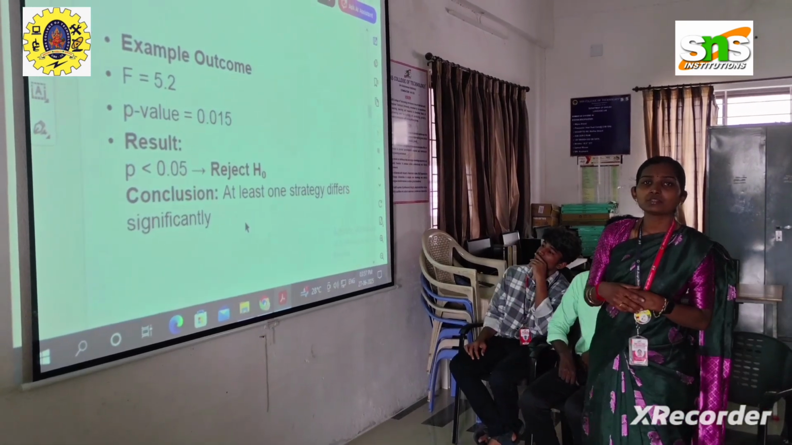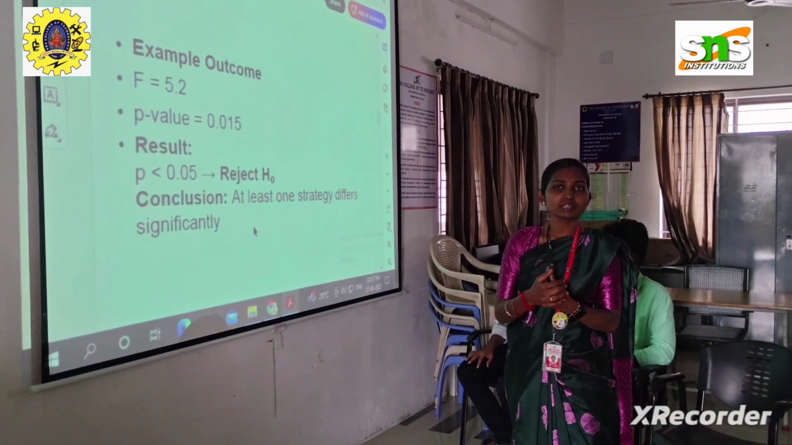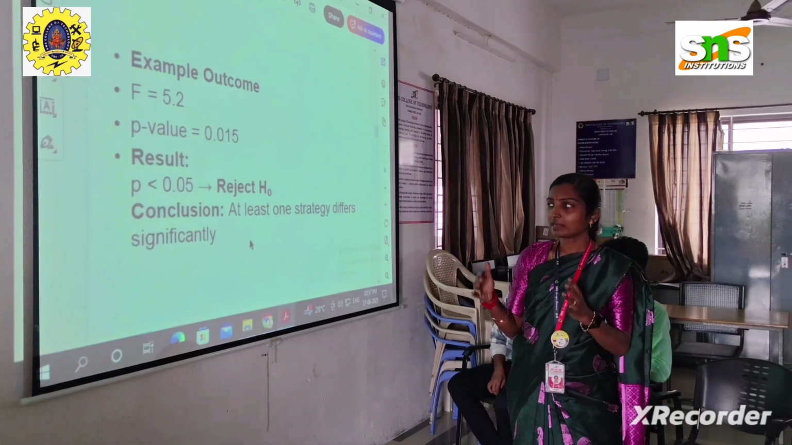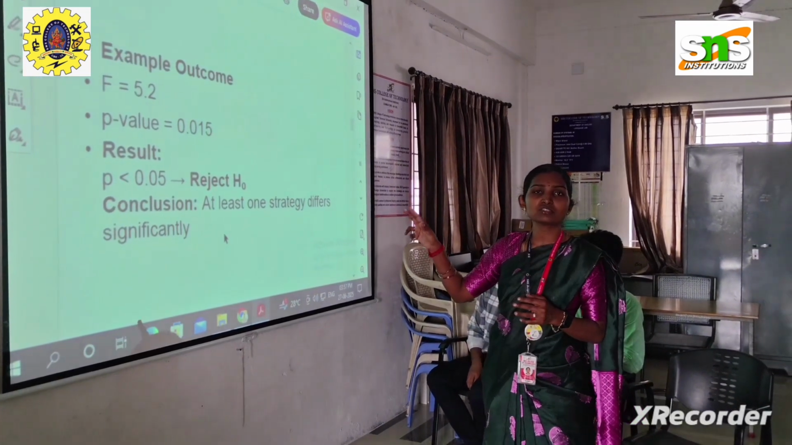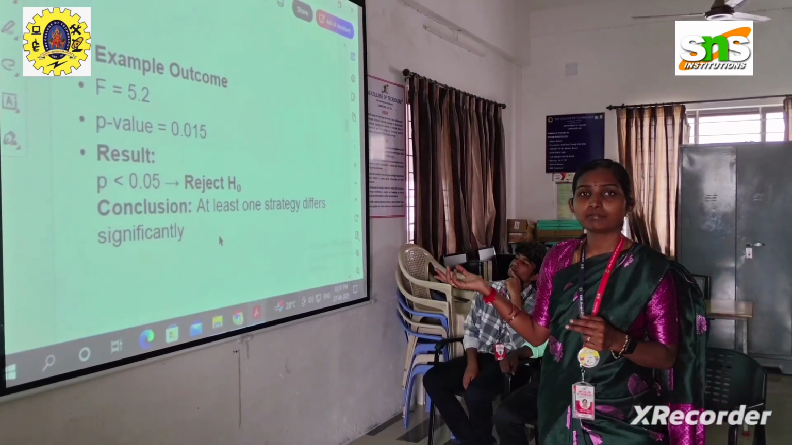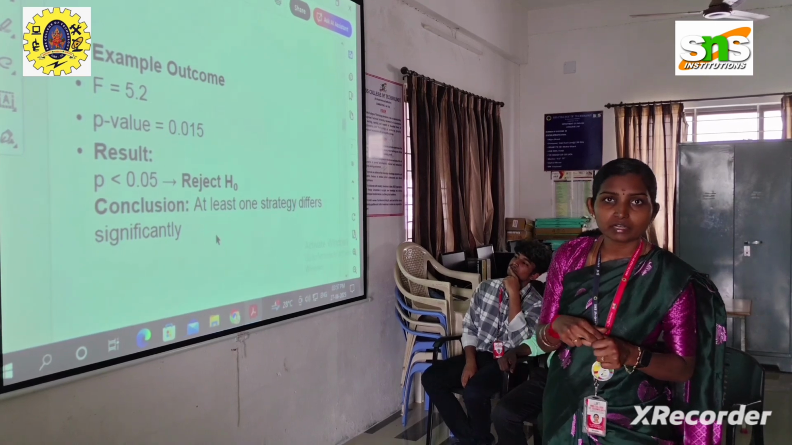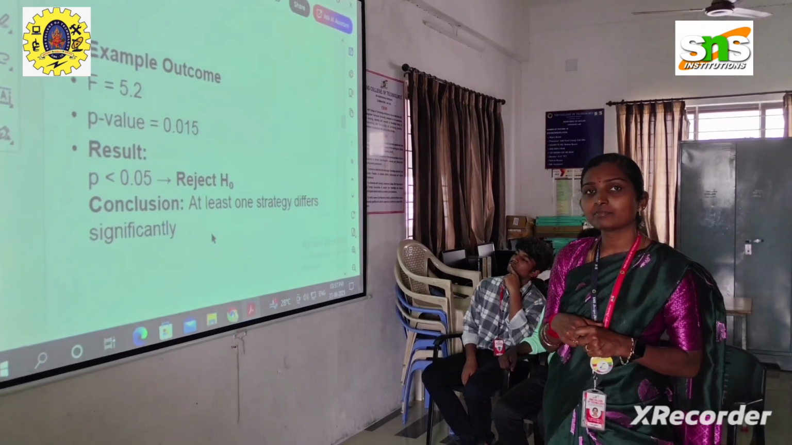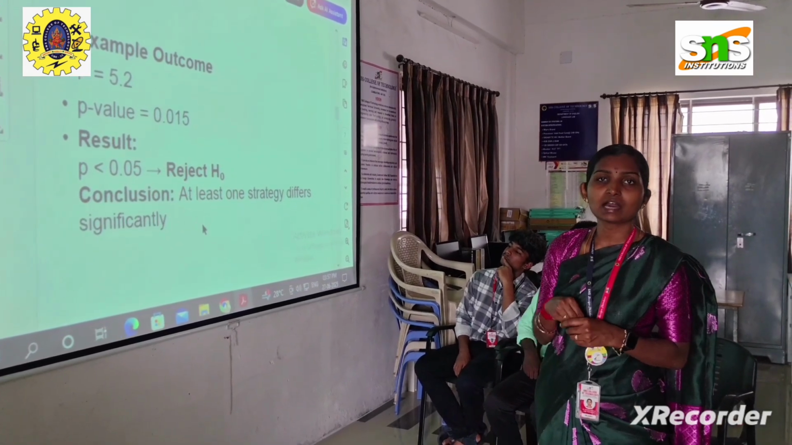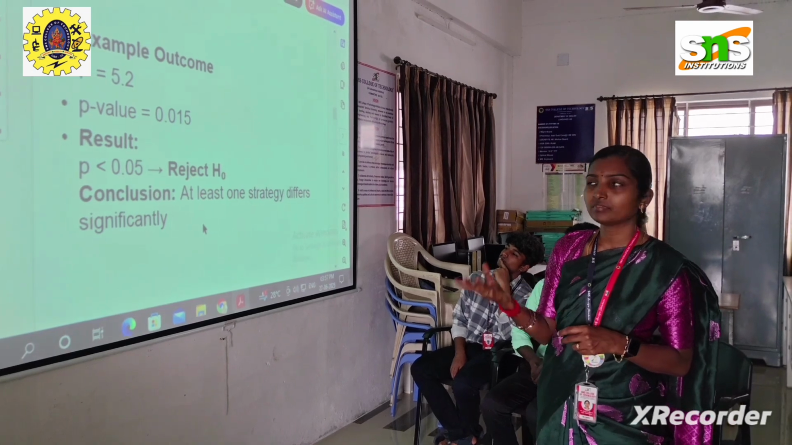So what is our null hypothesis? The null hypothesis is that there is no difference between the three strategies followed. But here we are going to reject H0. Rejection means we are rejecting the null hypothesis, and therefore we can accept the alternative hypothesis. What is our alternative hypothesis? The strategy followed does have a significant difference on the weekly sales.